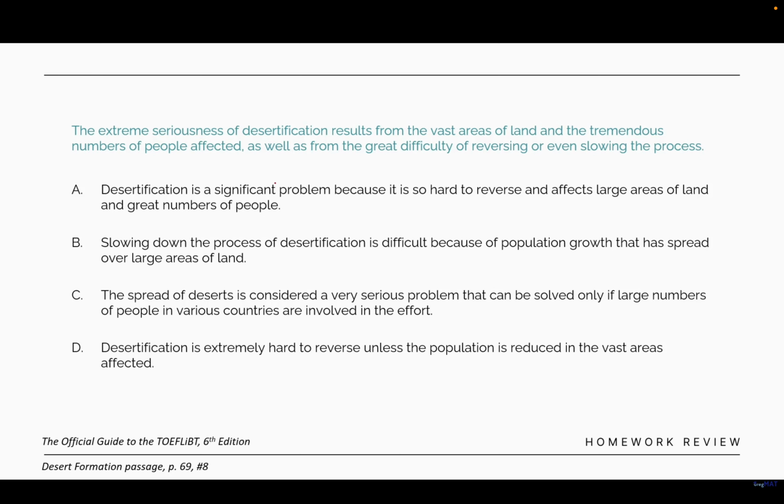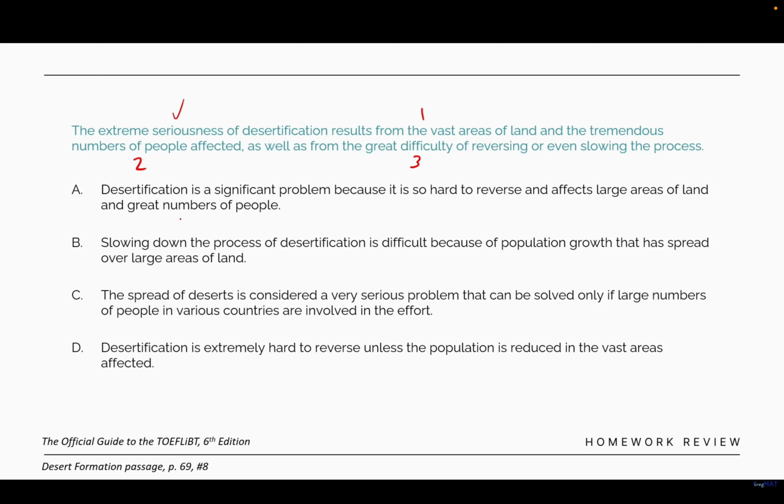Desertification. Well, the extreme seriousness of it. Seriousness. Yes. And what are the causes? Because it seems like there's more than one. Right. So there are three causes. So what's the first one? First one, vast areas of land. Number two? Tremendous number of people. And number three? The great difficulty. So the effect is this is an extremely serious problem, and here are the three causes why, right?